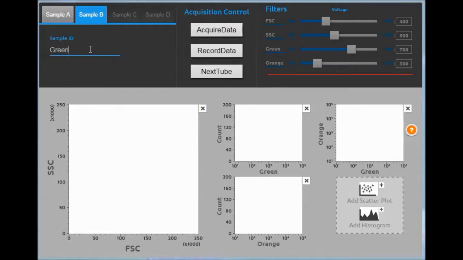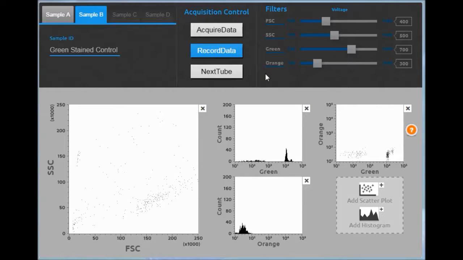Leaving the voltages where they are, we then run positive controls for the fluorescent dyes we are using in our patient or experimental sample, record the controls, and then run our sample.